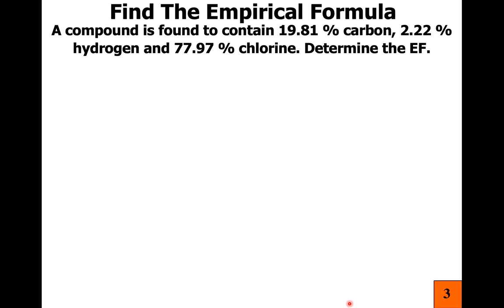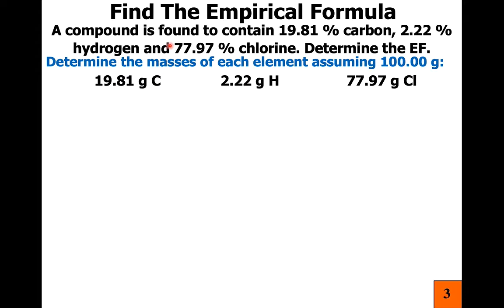All right, now we're going to go the opposite direction. So we're given information about percent by mass of carbon, hydrogen, and chlorine in a sample. So the sample's been analyzed and it's shown to have these percent by masses of each of these elements in it. We want to determine the empirical formula.